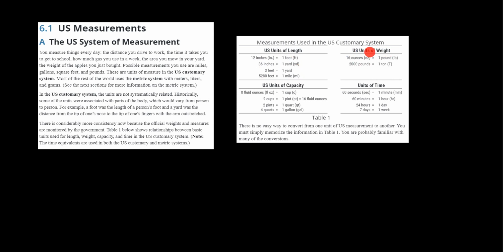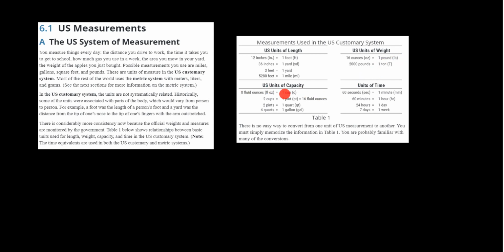The U.S. units of weight: 16 ounces is 1 pound, and 2,000 pounds is 1 ton. And of course, I say this just real quickly, if you've ever heard a metric ton, a metric ton will be 2,000 kilograms. So I don't know, it's just different. But anyways, that's 1 ton.